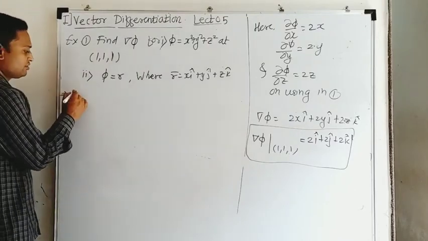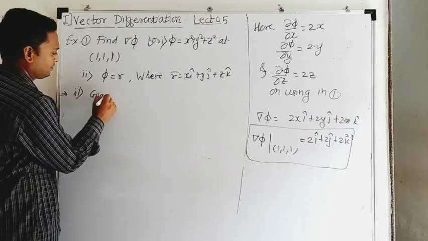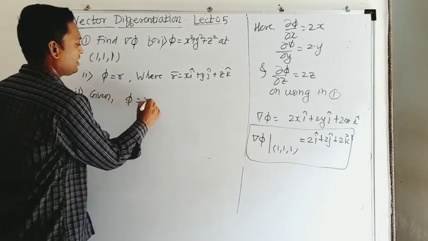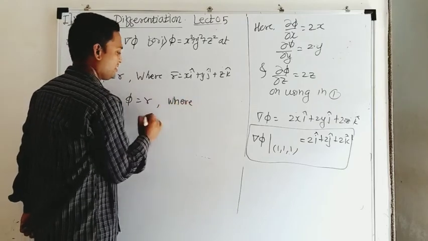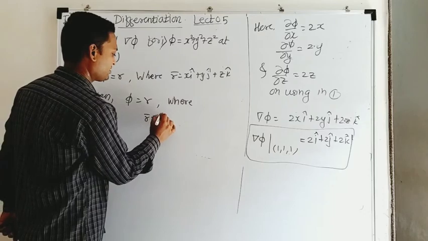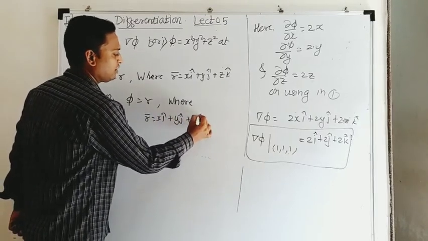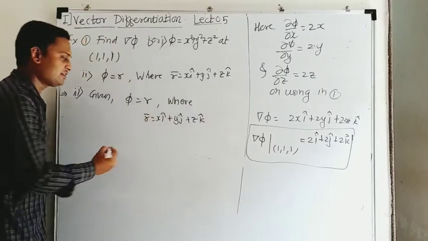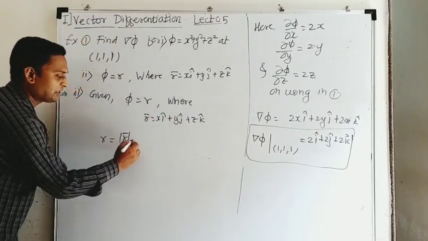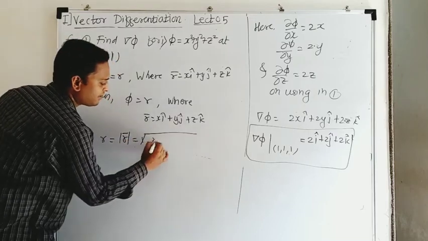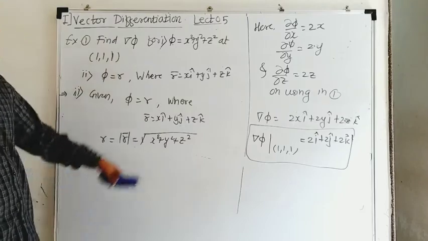The second solution: given phi equal to r, where r bar is xi plus yj plus zk. Now r we will calculate first. R is what? Magnitude of r bar. R equal to magnitude of r bar, which is equal to square root of x square plus y square plus z square.